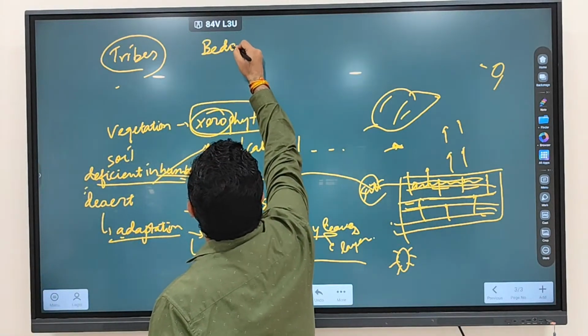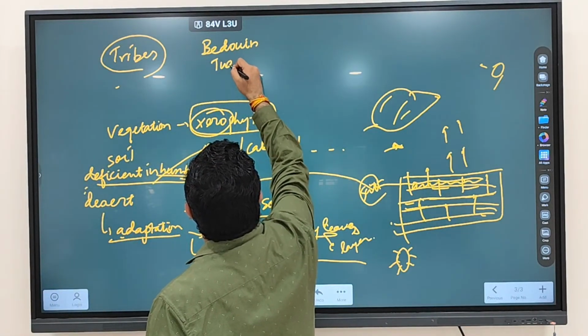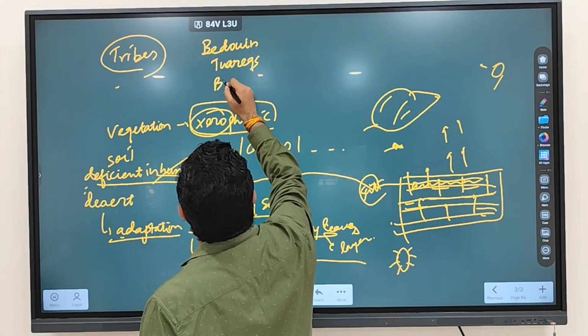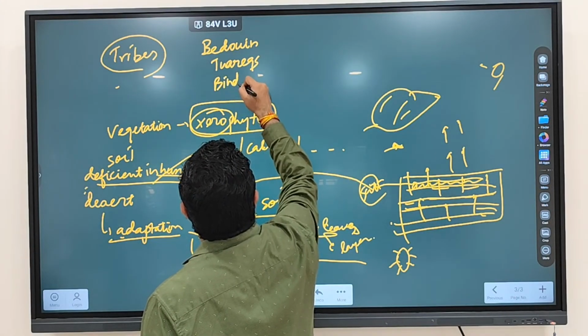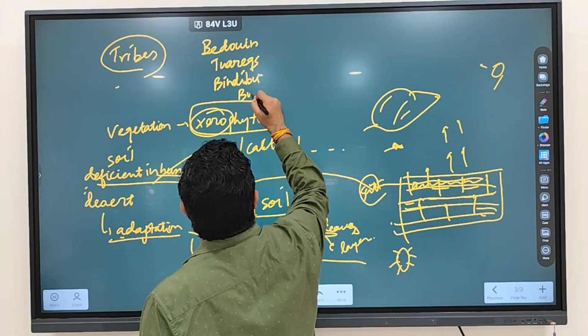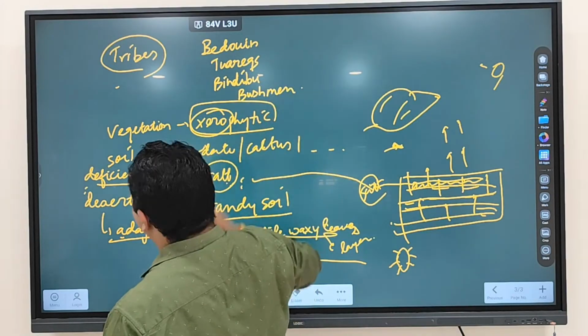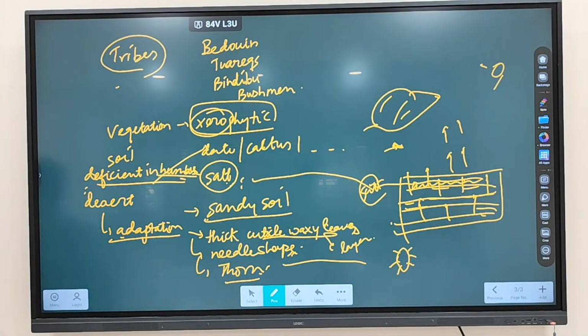So basically Bedouin, Tuaregs, Bindibu, Bushmen, these are the tribes that are surviving in desert regions. Bedouin basically in the Arab region, Arabian desert. Tuaregs in the Sahara region, Sahara desert. Bushmen you'll find in the Kalahari desert. Bindibu you'll find in Australia. So these are the tribes that are generally surviving in these regions.